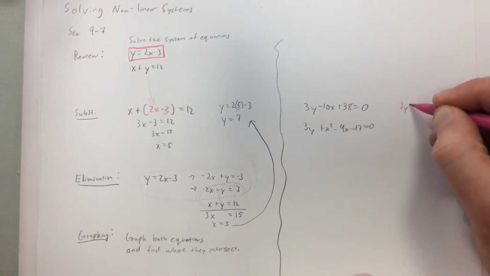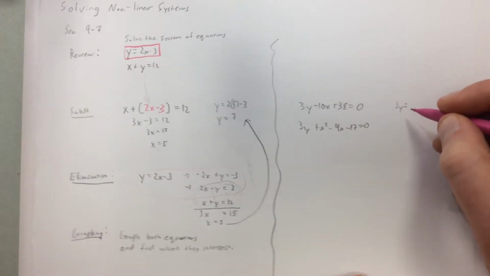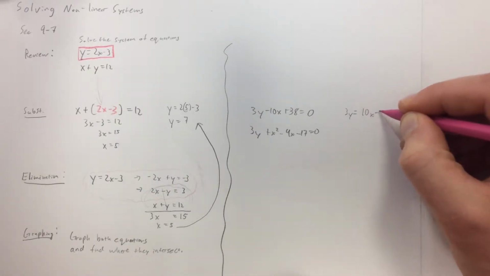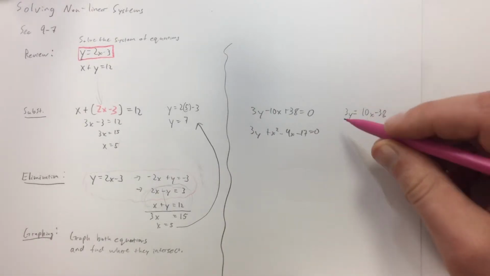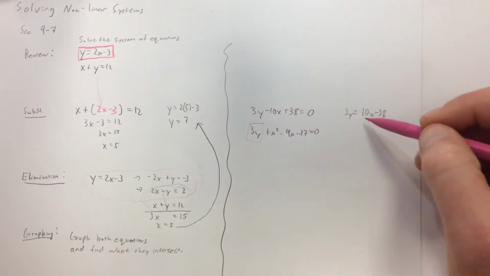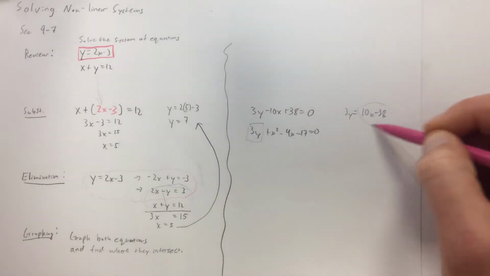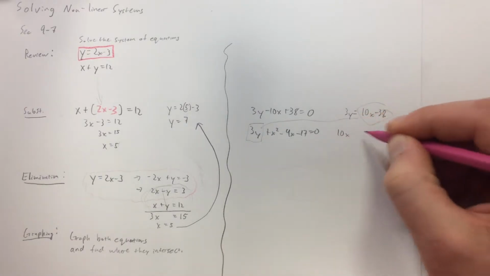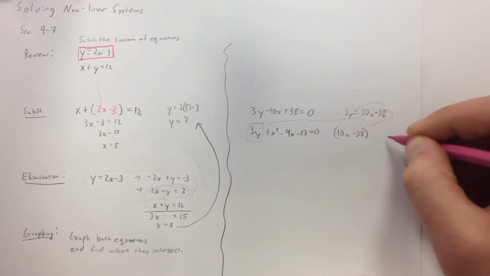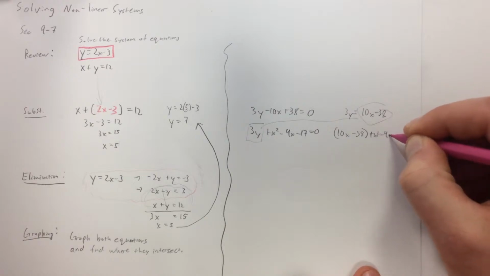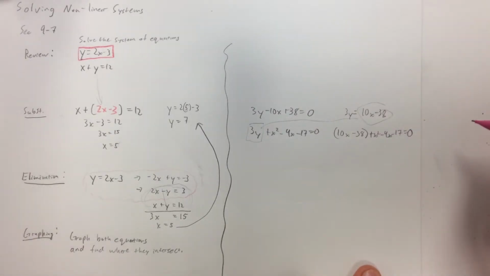So I'm going to get 3y is equal to 10x minus 38. Now I could go all the way and solve for y if I want to, but I look at this and I'm like, hey, there's 3y right down there. So I'm going to take this and put it in here. So 10x minus 38, that's where the 3y was, plus x squared minus 4x minus 17 equals 0.